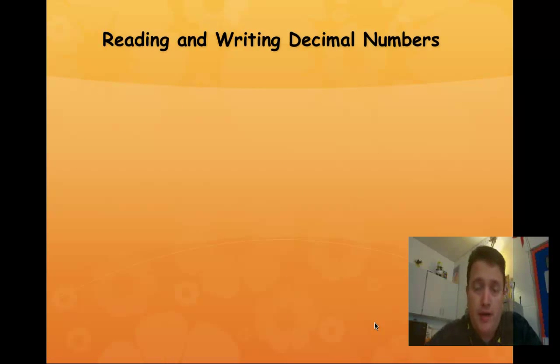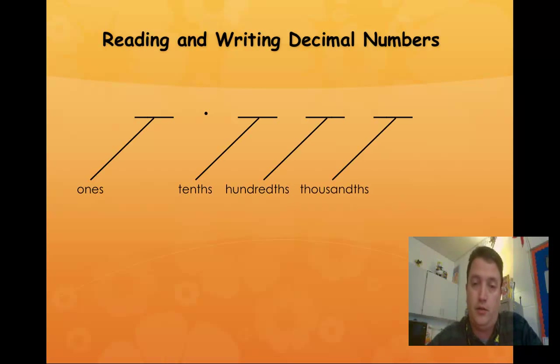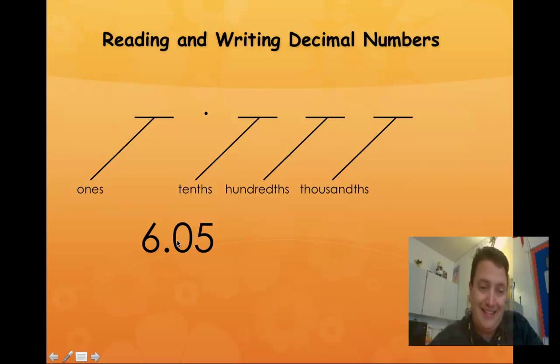So we're going to talk about reading and writing decimal numbers. We talked a little bit about this in class today, but we're going to go through it a little bit more right now, okay? So when we take a look at this, and I did draw this up on the board, this just kind of gets your head wrapped around where the place values go, all right? So I've got the ones place, the tenths place, the hundredths place, and the thousandths place. Now, when I look at this number, it's 6 and 5 hundredths, okay? So that's how I read that number.